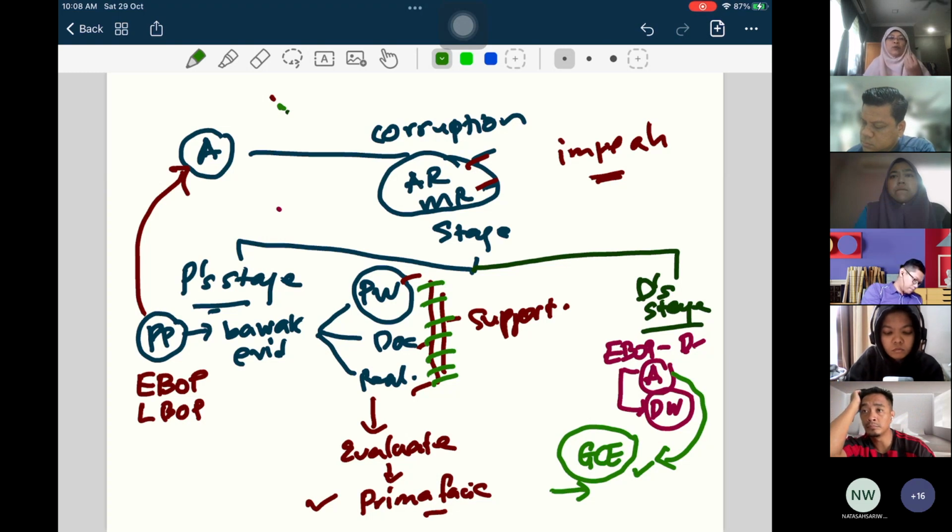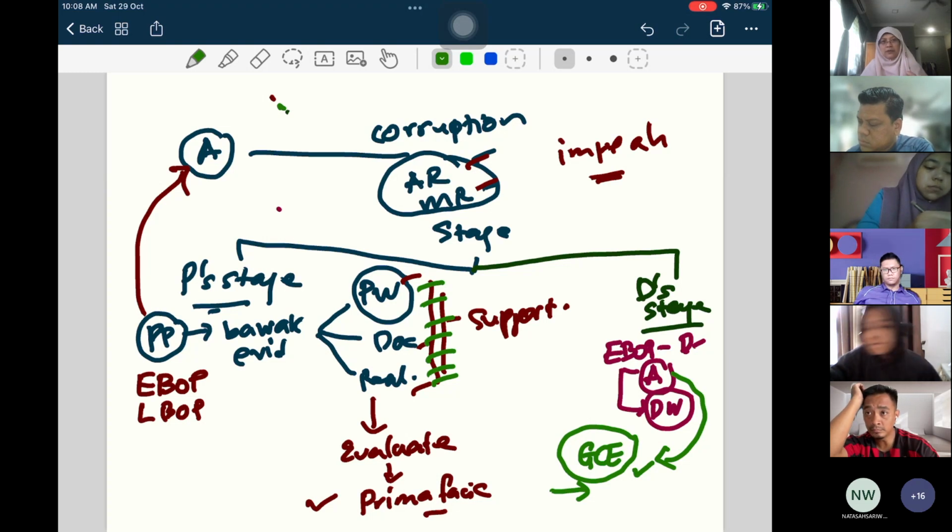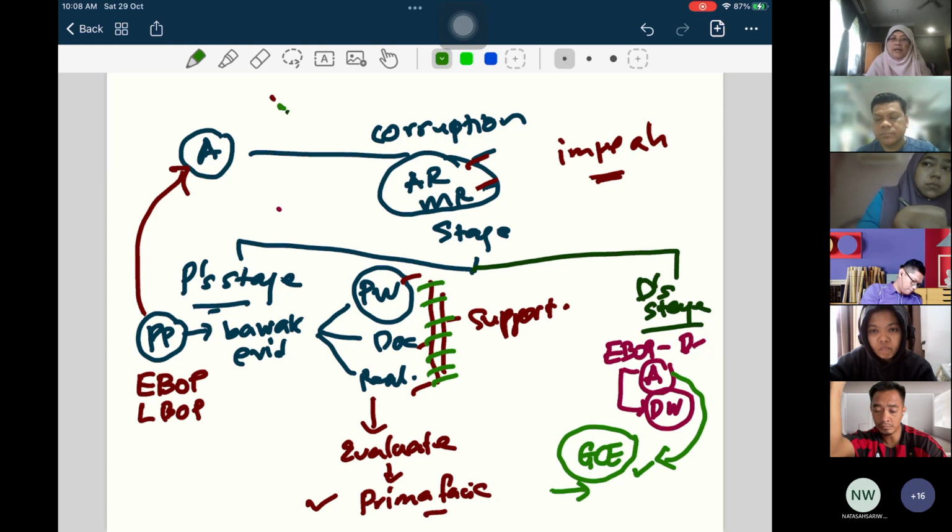Tetapi dia tidak cukup kuat untuk menolak bukti-bukti yang telah dibawa oleh prosecution yang dapat buktikan actus reus and mens rea. That's what it meant by that proposition. You got the picture? So, walaupun dia relevant, tunjuk good character, remember ya, good character evidence to reflect kepada dia orang yang baik, therefore dia tidak commit crime. So, that's the idea of good character evidence.